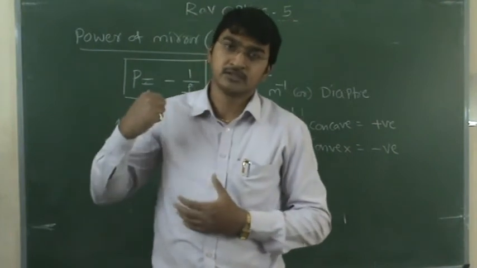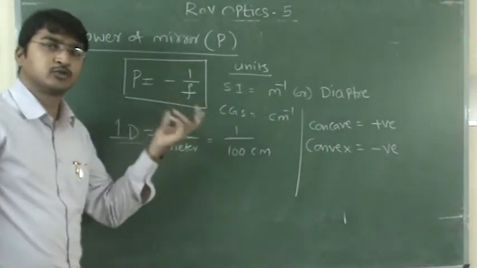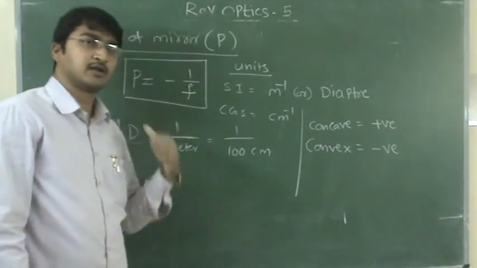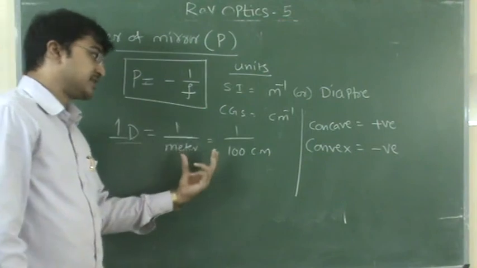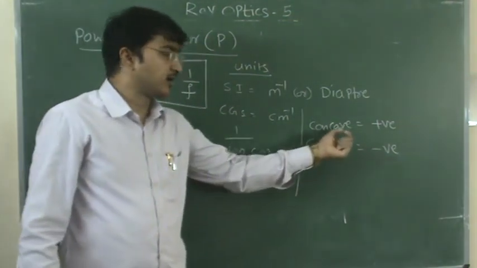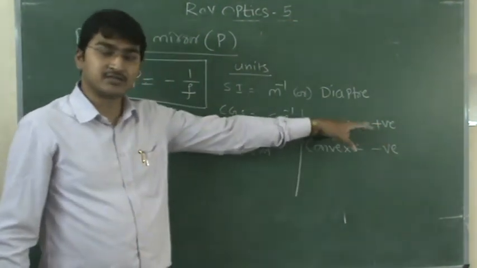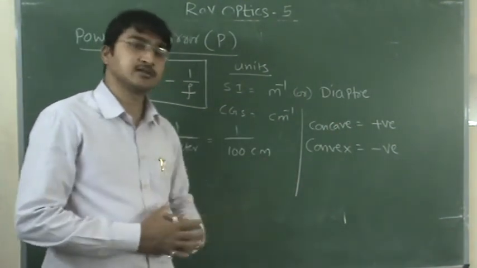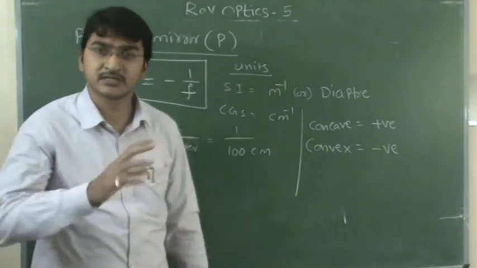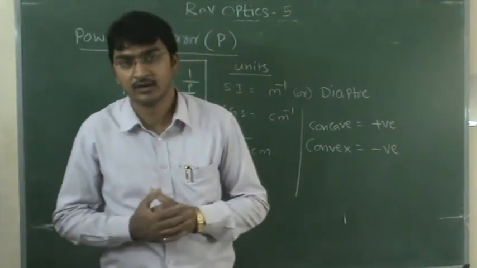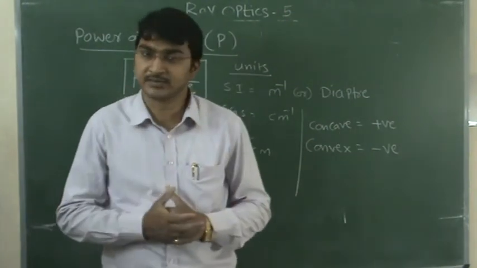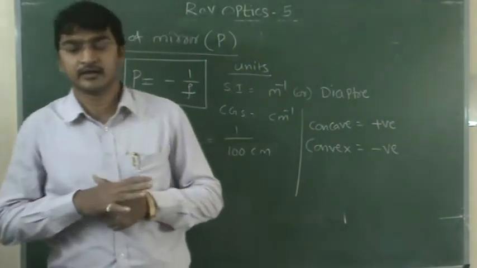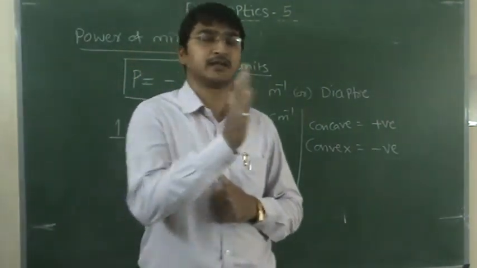Next, coming to power. So what is power? The ability of the mirror to converge or diverge light. It's a reciprocal of the focal length, with the negative term, and the SI unit and CGS unit. For a concave mirror, which is a converging mirror, power is positive, and a convex mirror is a diverging mirror, so power is negative. Based upon this power you can say whether it is a concave or convex mirror. So this is the first part of ray optics, the reflection part, and it is completely over now.